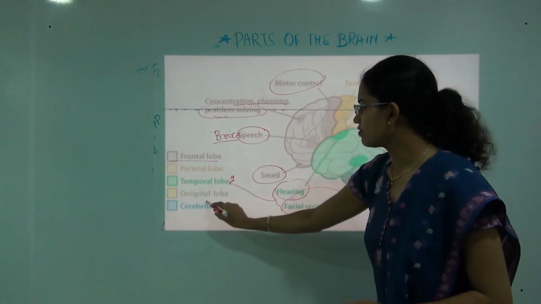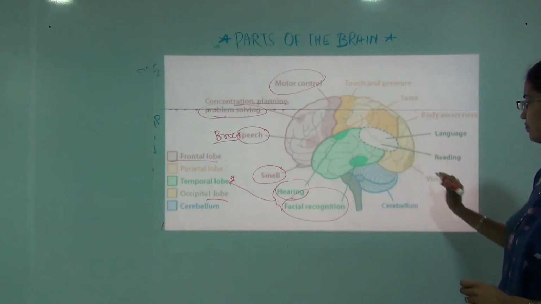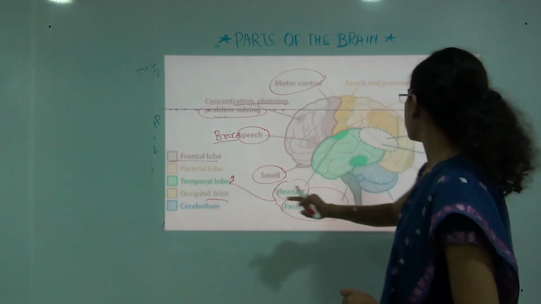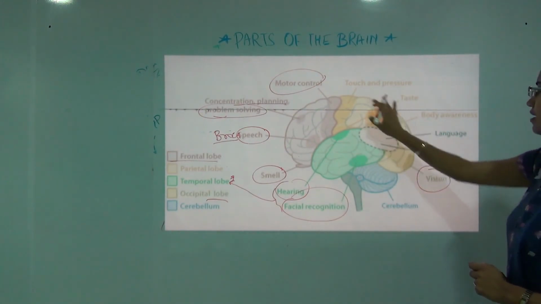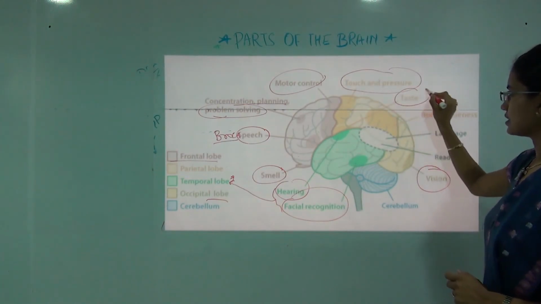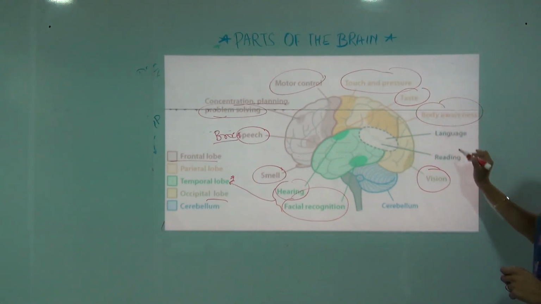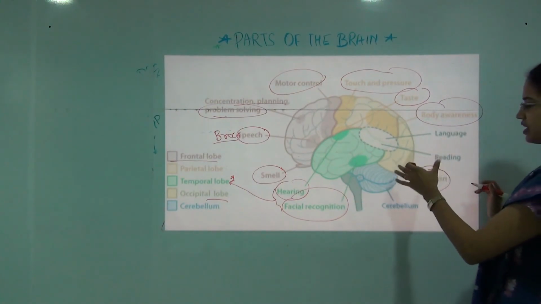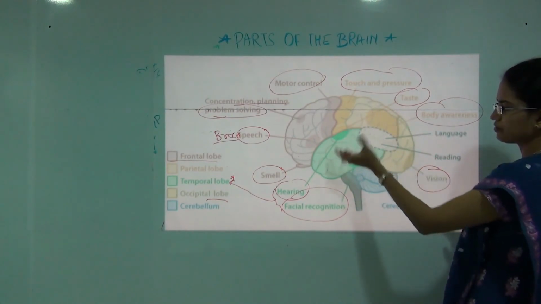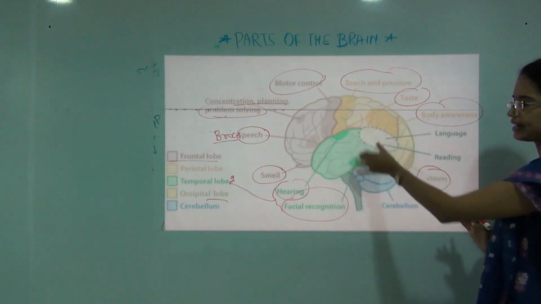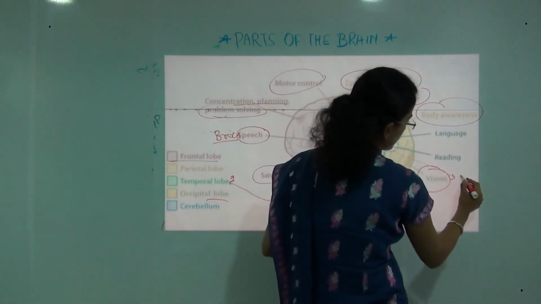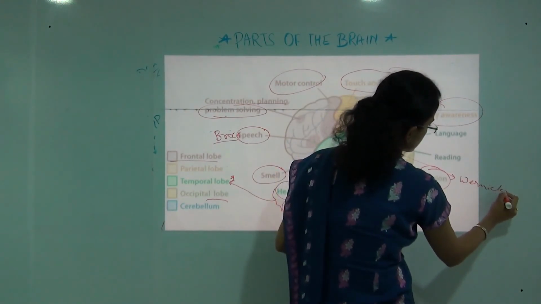Then you have the occipital lobe towards the back side, which mainly deals with vision. And finally, the parietal lobe. Under the parietal lobe, you have the various parts here. You have touch and pressure. There are sensations of taste. You have body awareness, which is very important. Language and reading are covered under both of these, the temporal and the parietal lobe. But under the temporal lobe, this region is basically covered as Wernicke's area, which is very important.